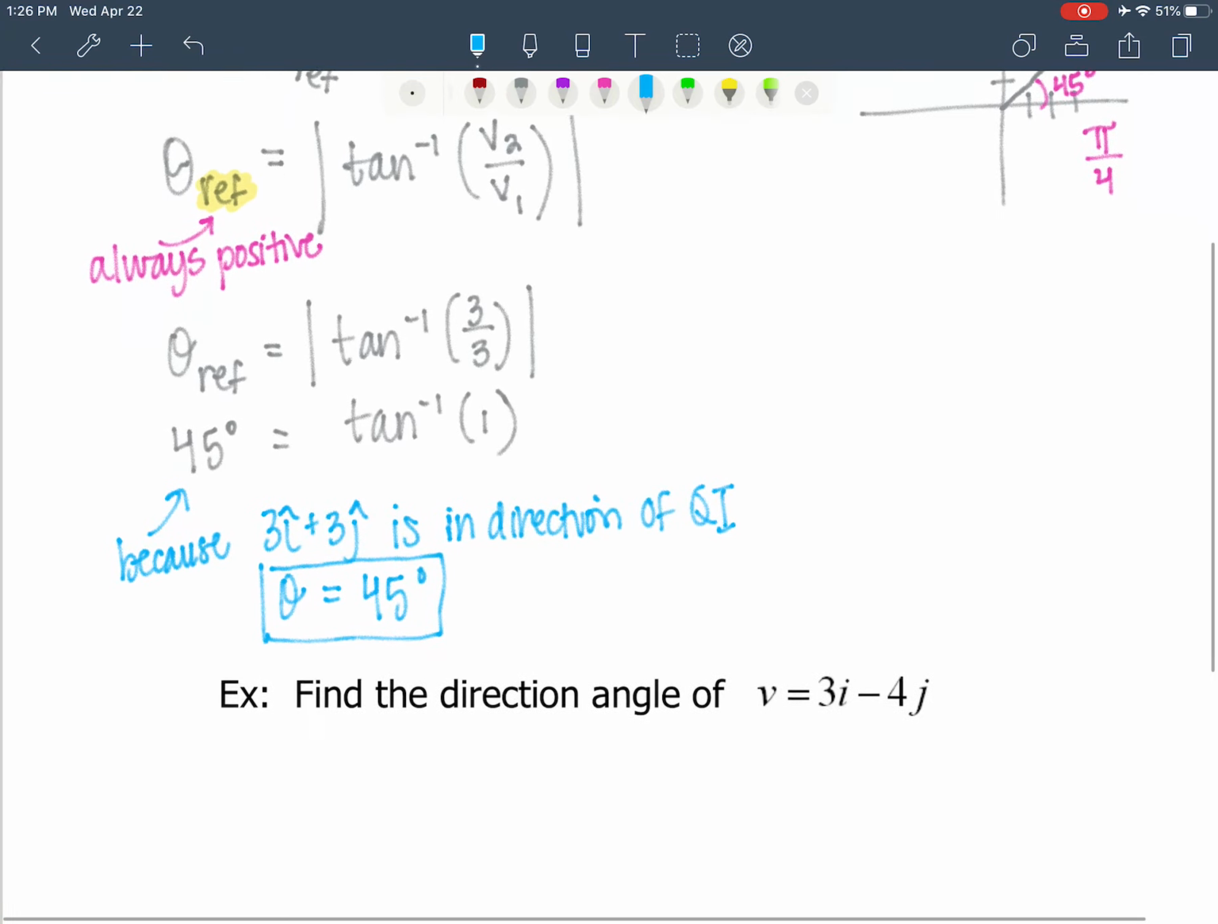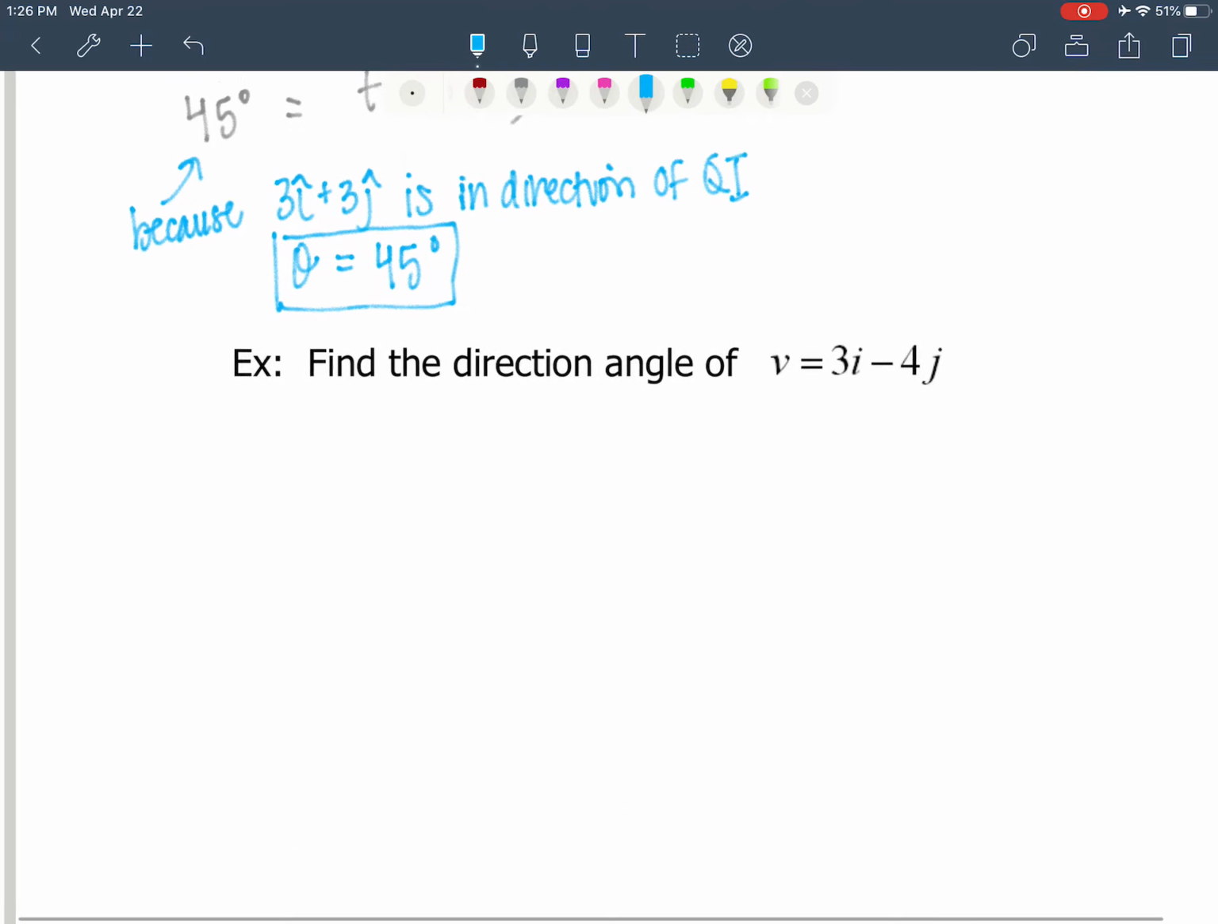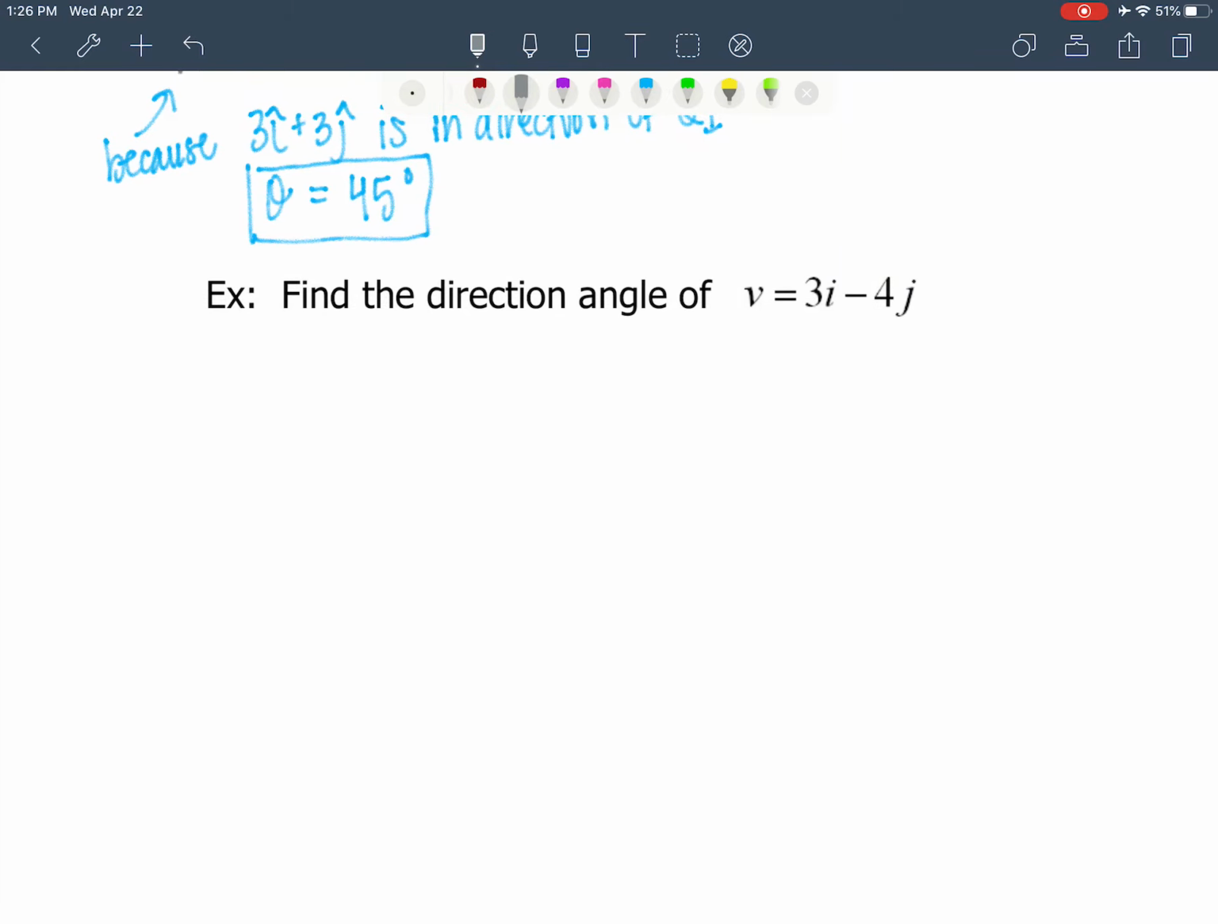Okay, so we're going to try another one. This one's not going to come out as pretty. We're going to definitely need a calculator for this one. So grab your calculators. We want to find the direction angle of vector v, 3i hat minus 4j hat. So the first thing I do, step 1, sketch the vector.